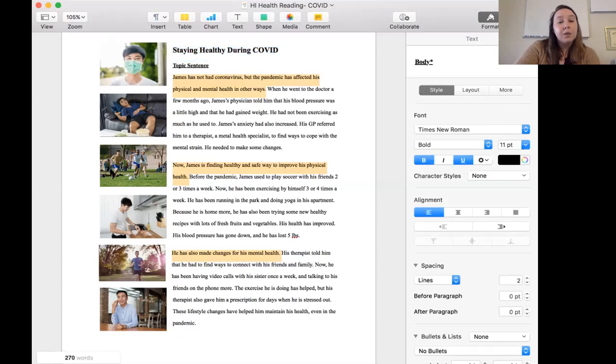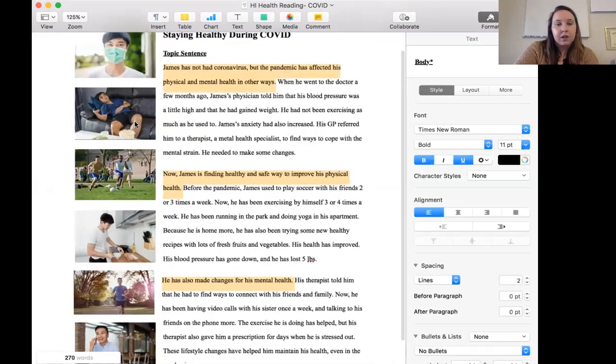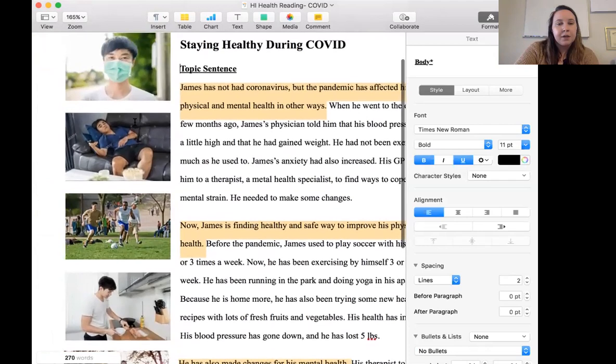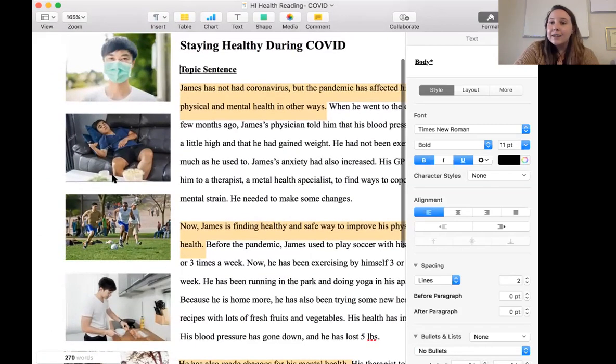The second thing we looked at were these pictures. This first picture, we see a picture of a man wearing a mask. He is outside. Second picture, we see a picture of, let me zoom in a little bit so you can see it better, a picture of him inside. He's watching TV. He's sitting on his couch. He is not very happy in this picture. The third picture, we see a picture of people playing soccer outside. There's a lot of people in this picture.